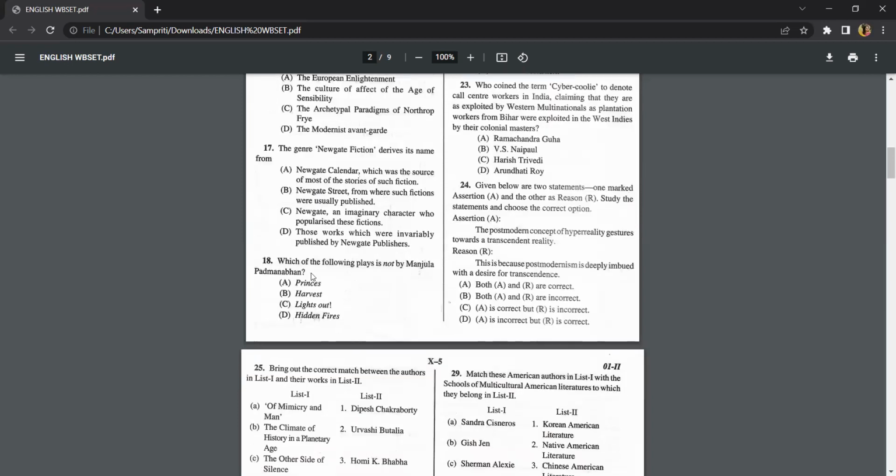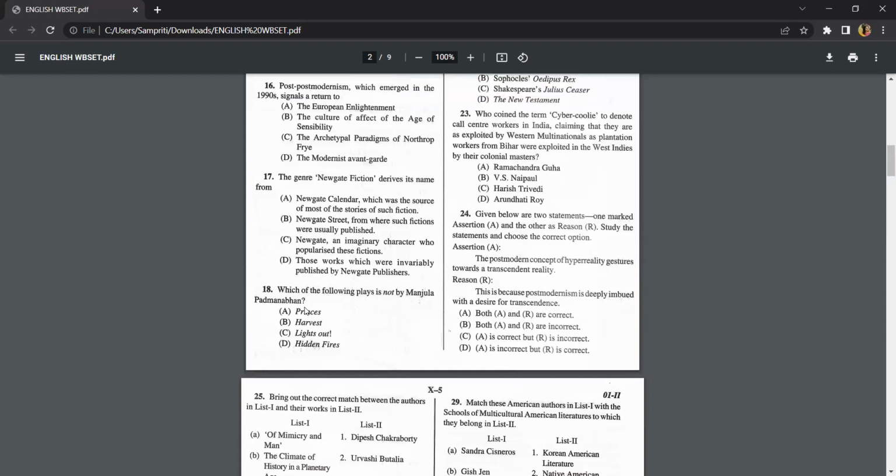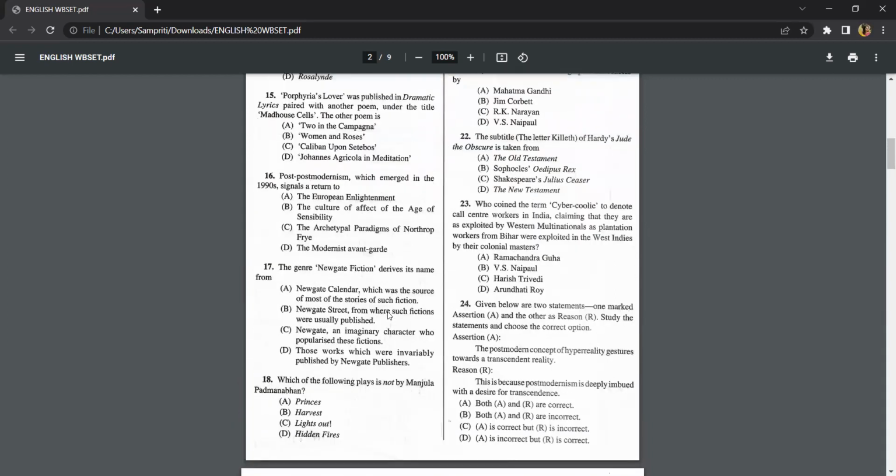Question number 18. Which of the following plays is not by Manjula Padmanabhan? It is option A, Princess. Manjula Padmanabhan is an Indian playwright, and here, Harvest, Lights Out, Hidden Fires, all three of them are written by Padmanabhan, but Princess is not written by Padmanabhan, and option A here, hence, is the correct answer.